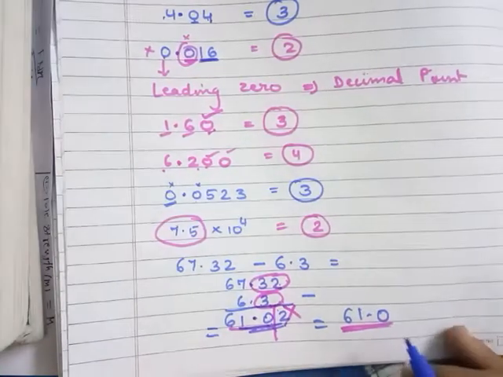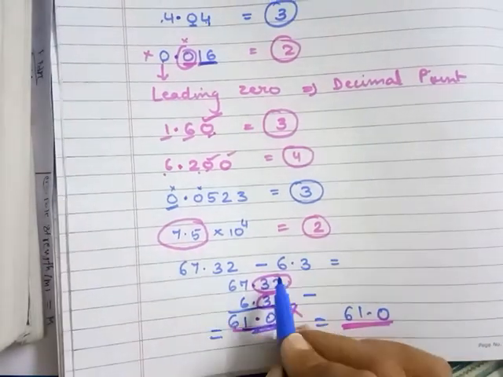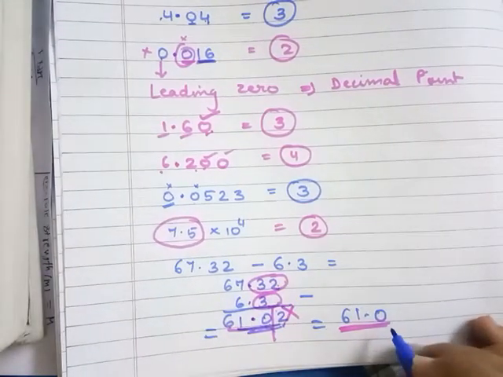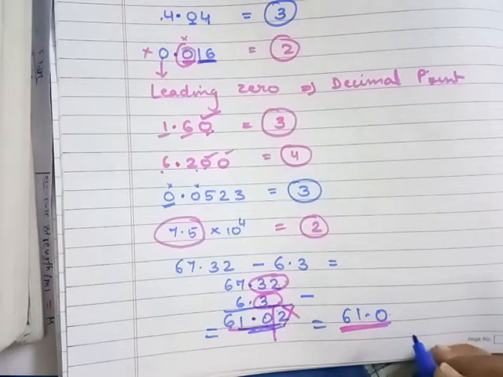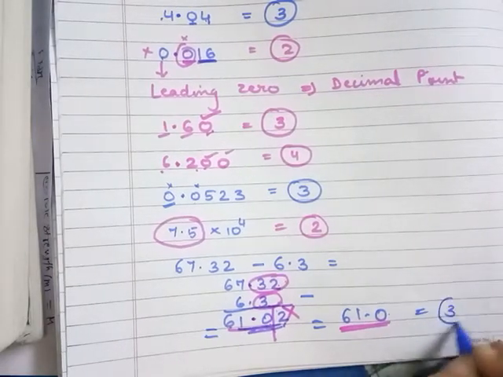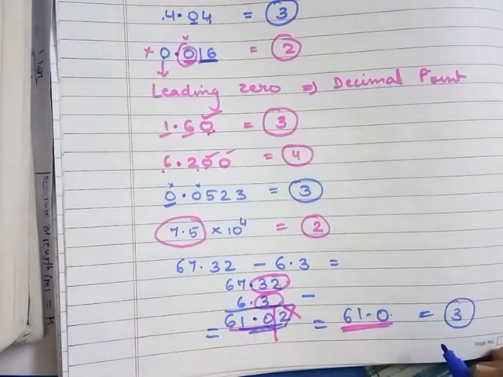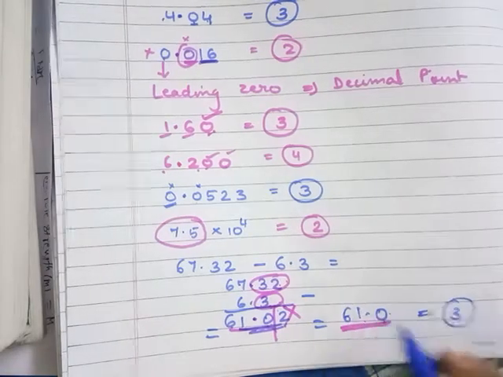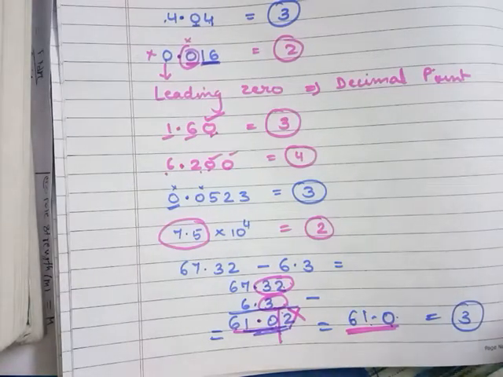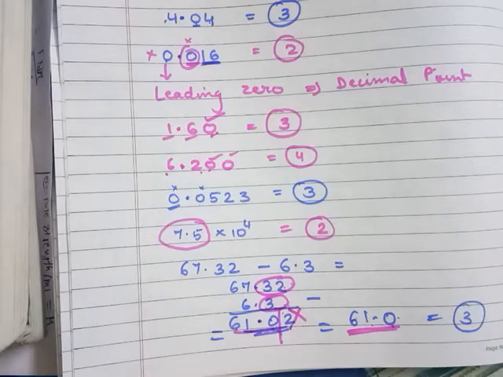The complete question is, find the significant figures when you are given 2 numbers which are undergoing subtraction. So how many significant figures do you have over here? 3 significant figures: 6, 1 and 0. I hope this is clear to us.